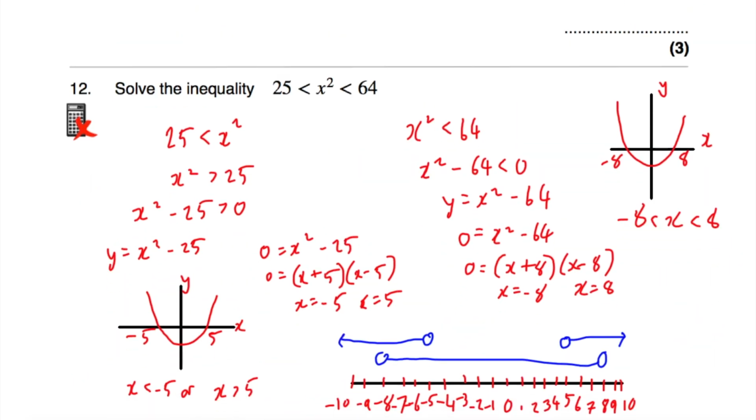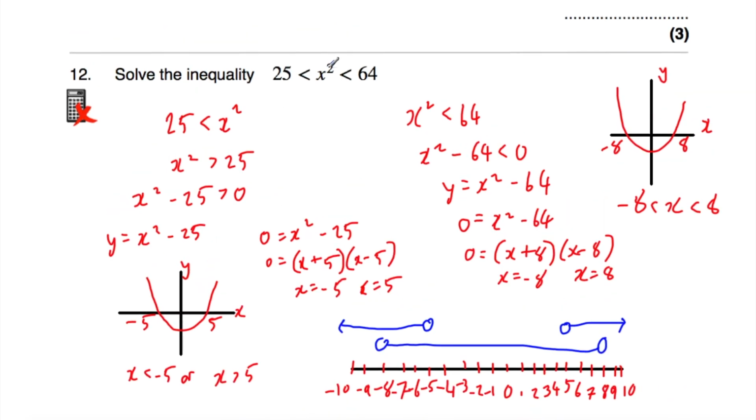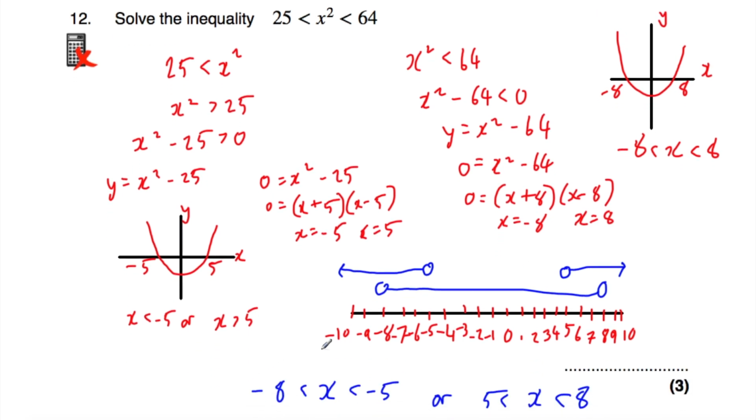So let's go up here. If we had 6, so for instance, if x was equal to 6, you'd have 6 squared. 6 squared is equal to 36, and it's in between 25 and 64. You could try, for instance, here if we have a look at this inequality, negative 7. Negative 7 squared is 49, and that would work as well. So that's it.